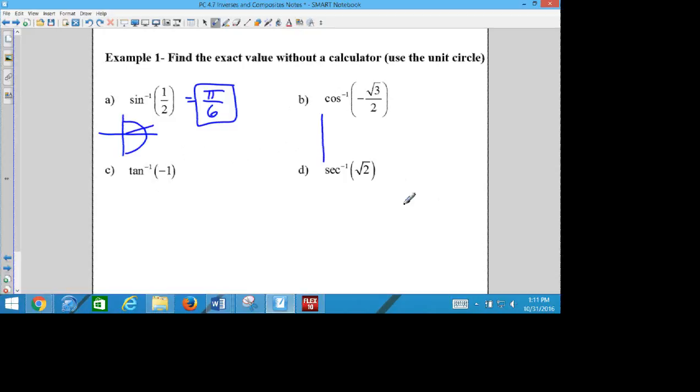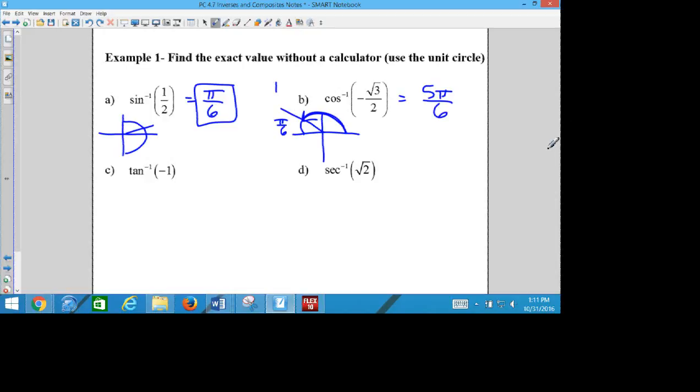Cosine. Cosine restrictions are here. This is a negative, so it's going to be in the second quadrant. So I'm thinking to myself, where is cosine negative square root of 3 over 2? Well, that's a 30 degree, which is a pi over 6. But to get it over here, it has to be 5 pi over 6. Does that fit within my 0 to pi restriction? Yes.